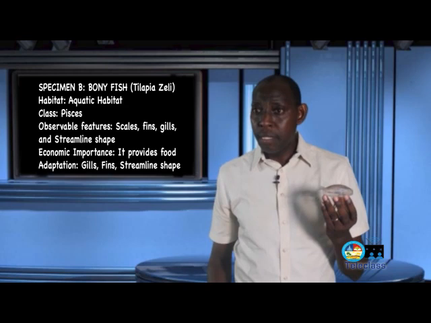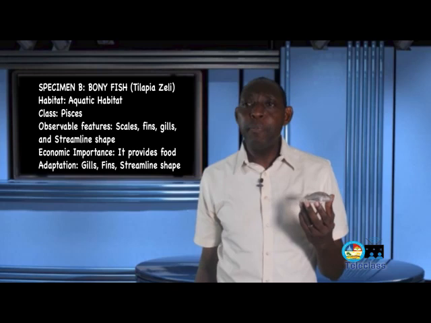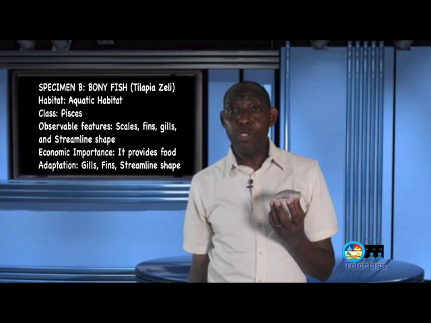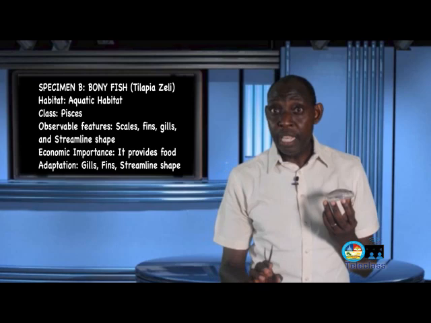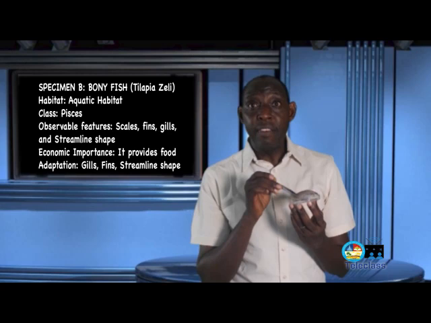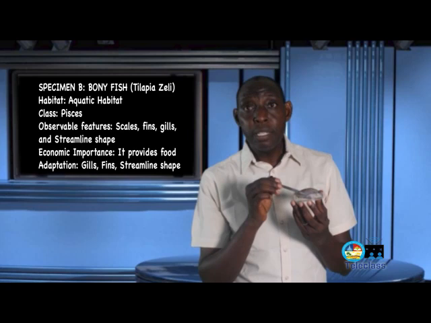You get your mark. They can ask you, what class does specimen B belong to? What are you saying? You can't say vertebrates. What is it? It belongs to a class called Pisces. P-I-S-C-E-S. Your spellings must be correct to score. And then they can ask you, give four observable features that show that this belongs to the class you've mentioned. Very easy questions. You talk about the scales, talk about the fins, talk about the gills, you talk about the streamline shape.